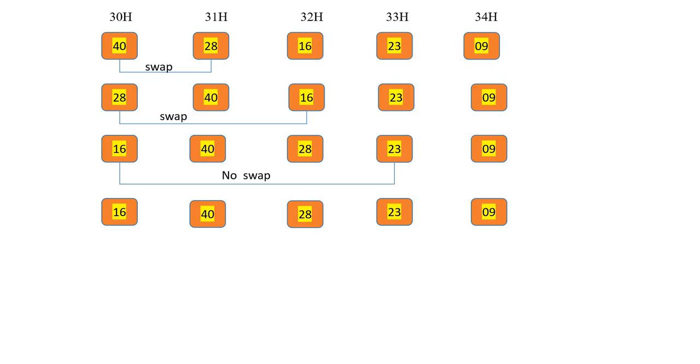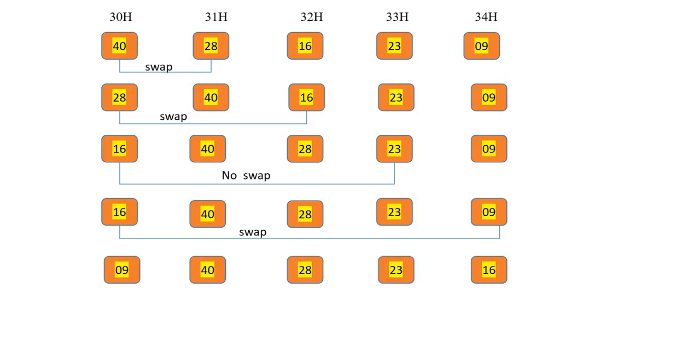Next, we need to compare 16 with 9. So here 9 is smaller than 16. Therefore, a swap is needed, and we get 9 in the 30H location and 16 in the 34H location, and the remaining numbers will be the same.